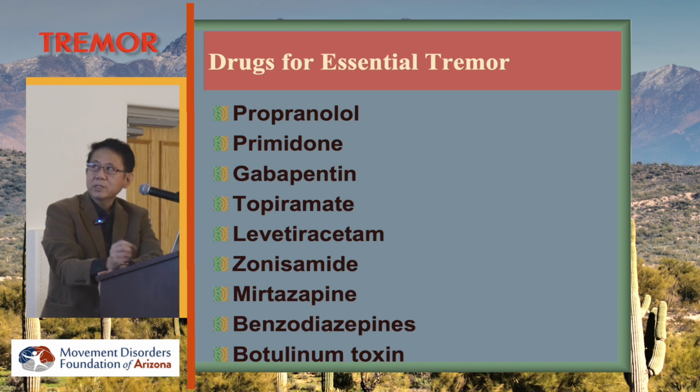And then these are the drugs most commonly used for essential tremor, and we try 1 or 2 of these, sometimes do a combination if you tolerate them. But many patients with severe essential tremor, eventually after years of taking 1 or more of these medicines, start to develop some resistance.